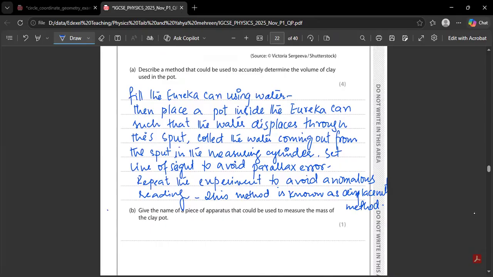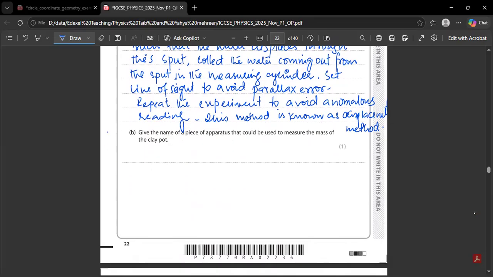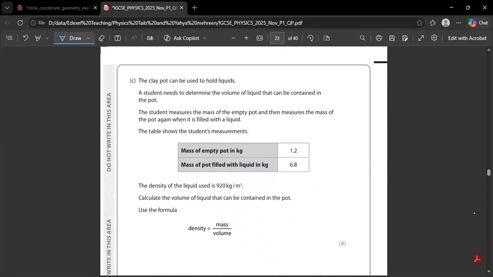Give the name of a piece of apparatus that could be used to measure the mass of the clay pot. So you can use a balance, or you can also write electronic balance, right?